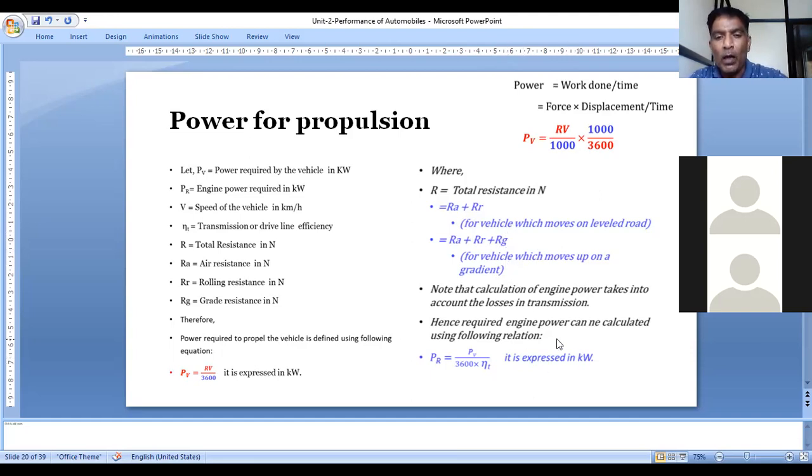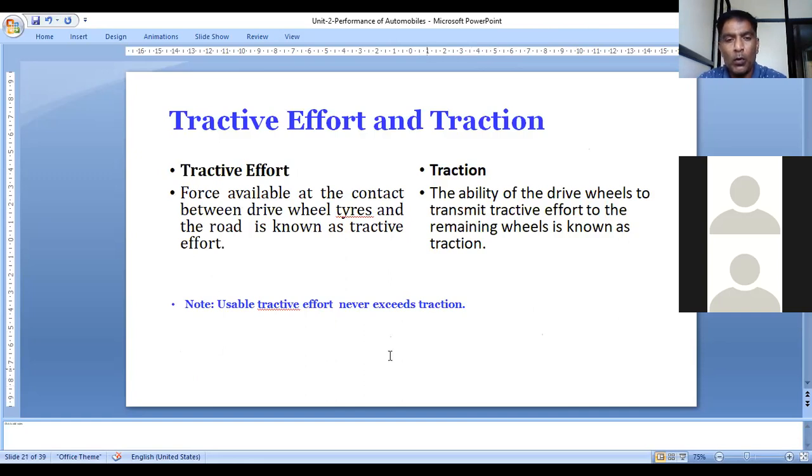Again, you should note that whatever engine power we are going to get is not totally transmitted to the wheels. There are some losses in the transmission. So the power required, the engine power, can be calculated by including eta T, the transmission efficiency. Remember this formula, it will be helpful for solving the numericals.